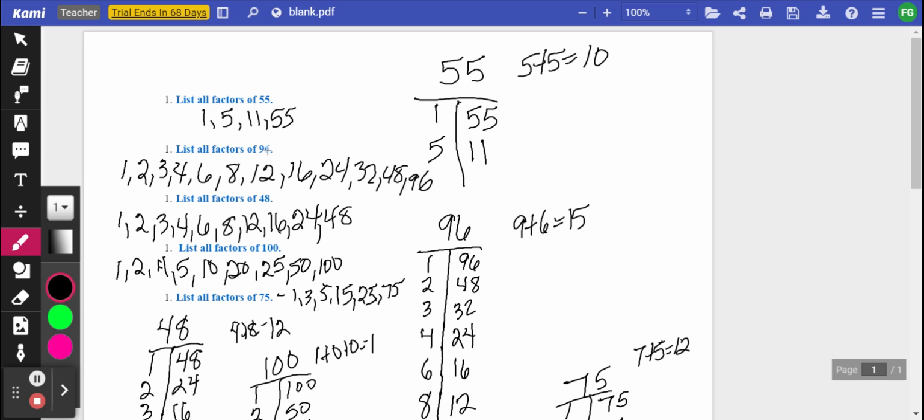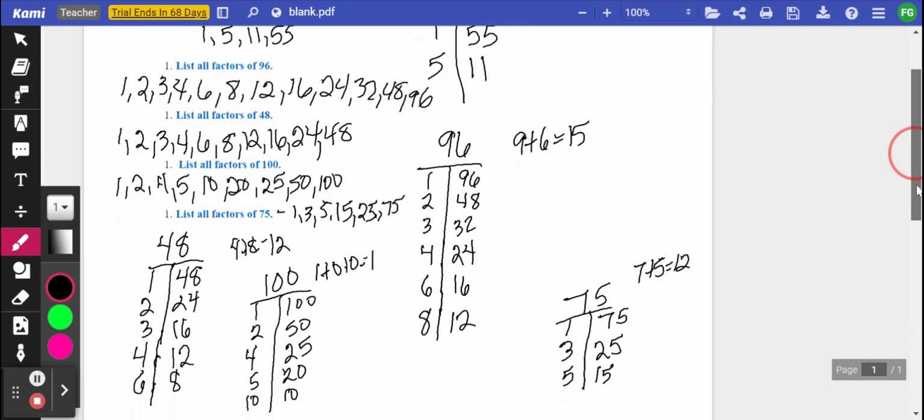Okay, the next one we moved to was 96. So you can see it's a way longer T-chart. So here we have all of the factors of 96 written. So of course the first two are 1 and the number itself, which is 1 and 96. Okay, this is an even number, so I know for sure that it has a factor of 2.